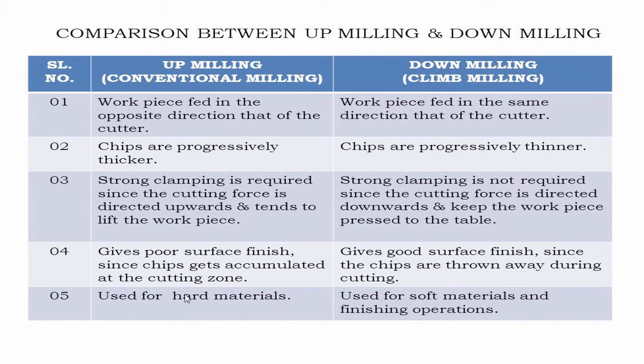Next one is in up milling. It is generally meant for hard materials like cast iron. Down milling is for soft materials, like mild steel, or even aluminium.